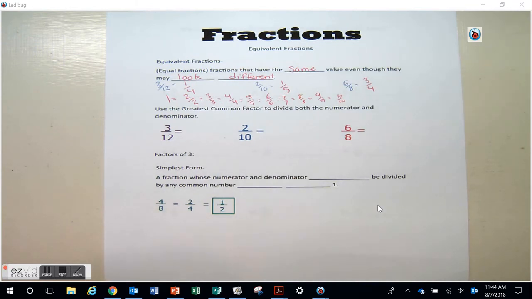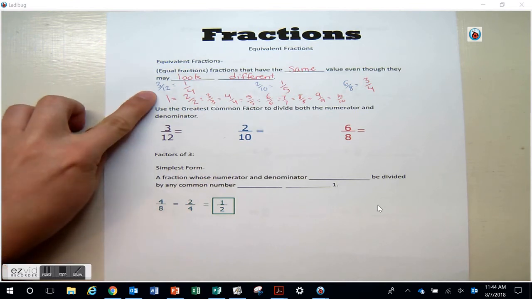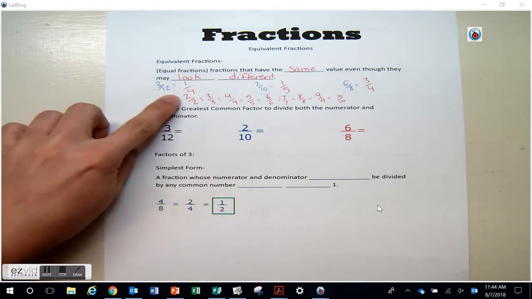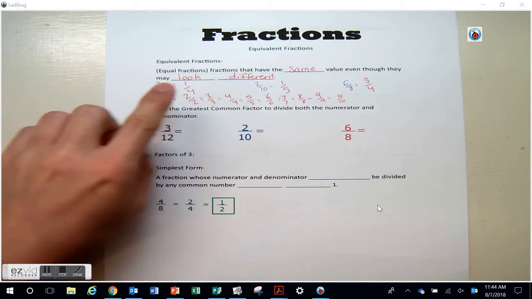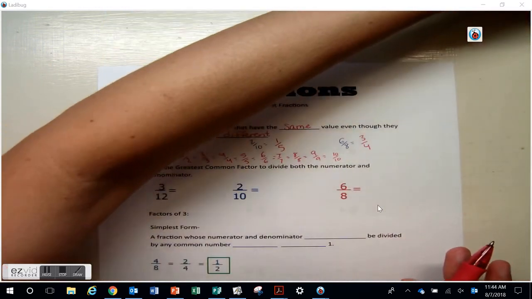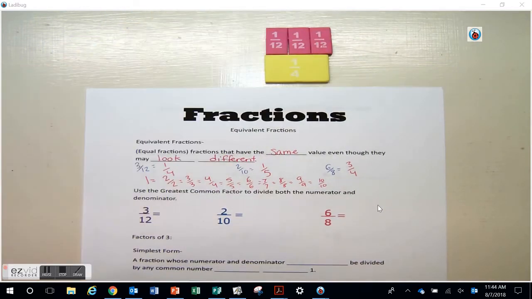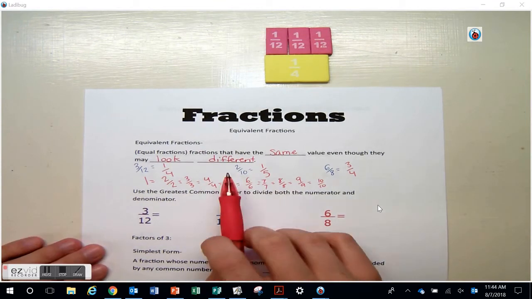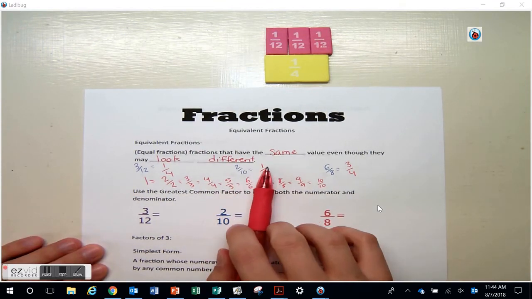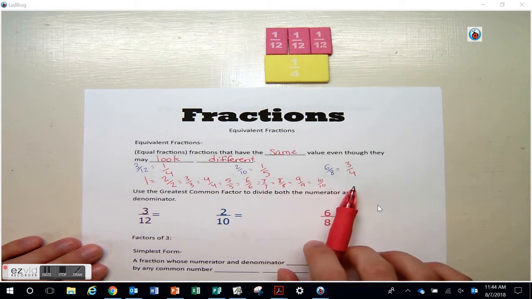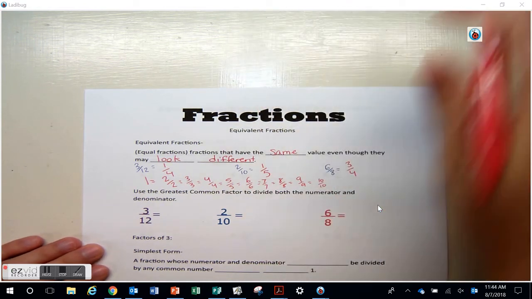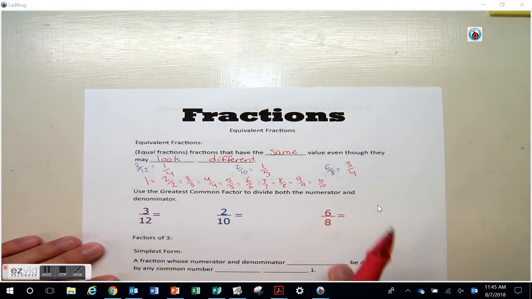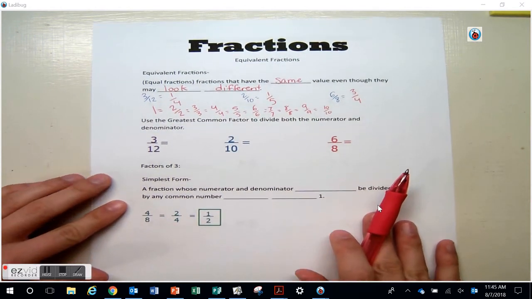So here we had 3/12. An equivalent fraction was 1/4. We proved that they were equal by using our pieces. Same thing with 2/10 is equal to 1/5, and 6/8 is equal to 3/4. And 1 whole is equal to all these fractions, which are equivalent fractions to each other as well.